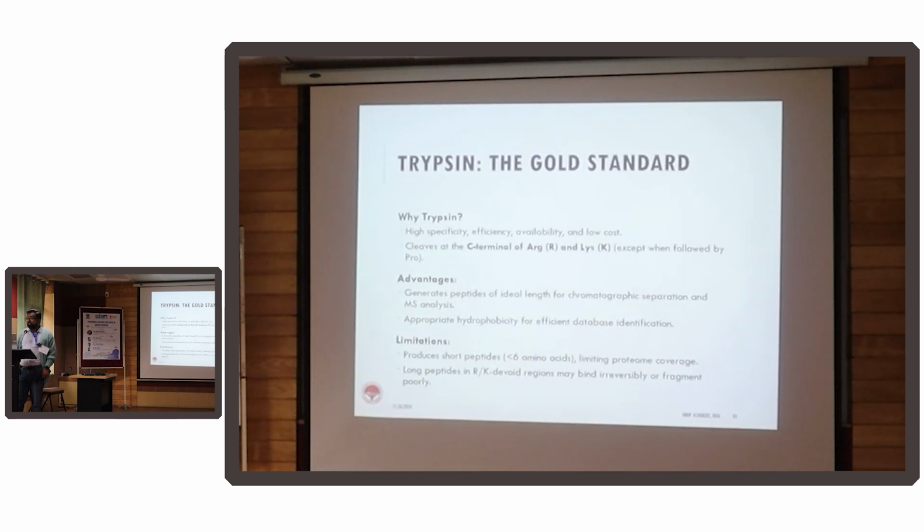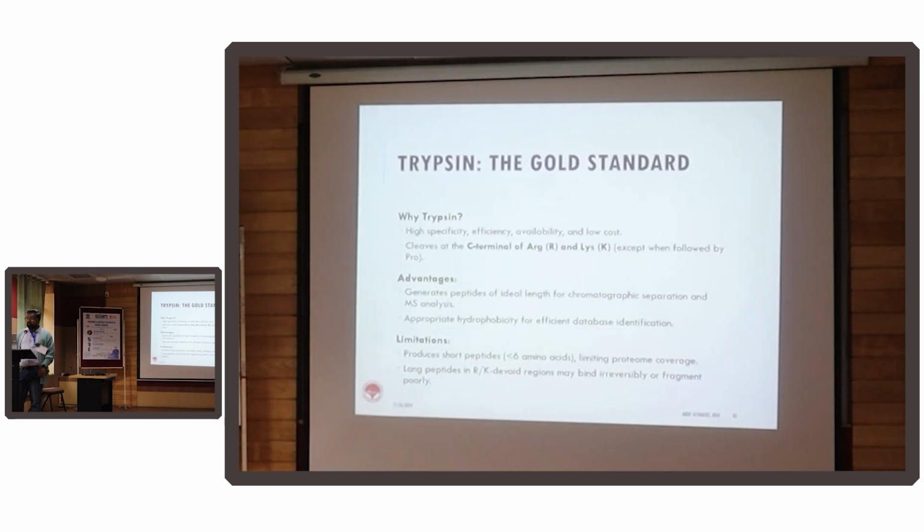Next is why trypsin. Trypsin is considered the gold standard. It has very high specificity, very high efficiency, it is readily available, and of course low cost. It cuts at the C-terminal of R (arginine) and K (lysine), except when followed by P. So it has a very specific site that it will cut. It generates peptides of ideal length for chromatographic separation and MS analysis, with appropriate hydrophobicity for efficient database identification. You might not understand what that is, but you will surely understand it by the end of day 5.